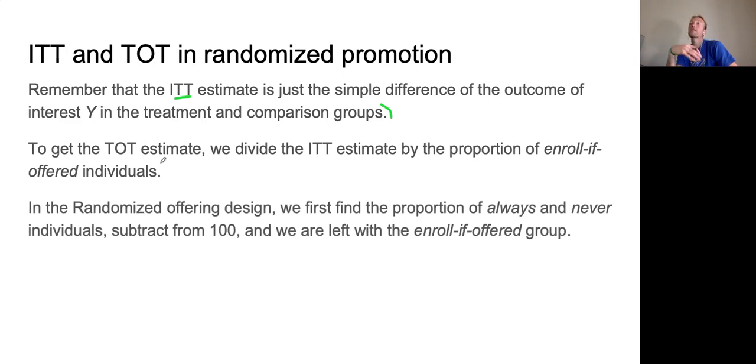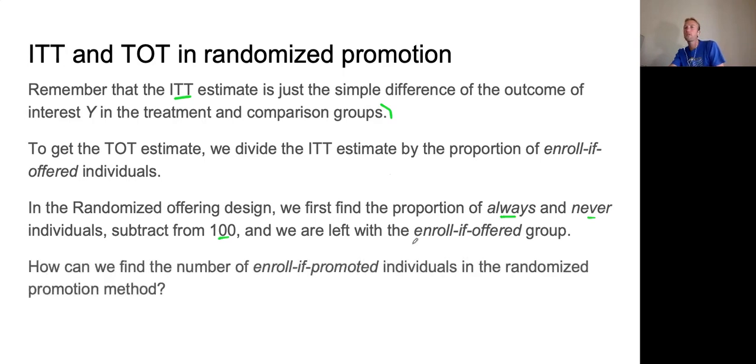So remember, in real life a randomized control trial is either randomized offering or randomized promotion. In the randomized offering design, we first find the proportion of always and nevers individuals, subtract them from 100, and then we're left with the enroll-if-offered group. Okay. How can we find the number of enroll-if-promoted individuals in a randomized promotion method?